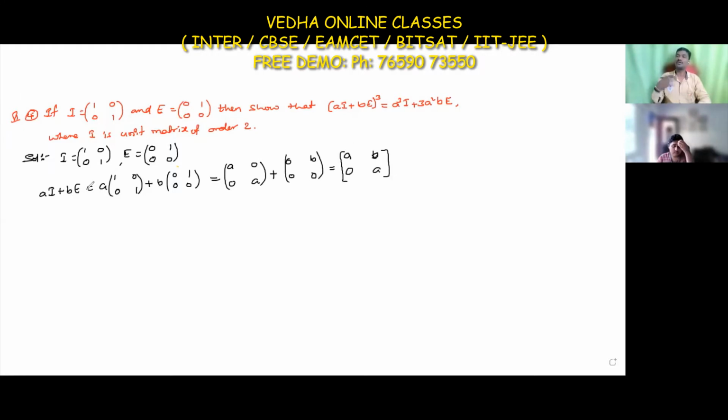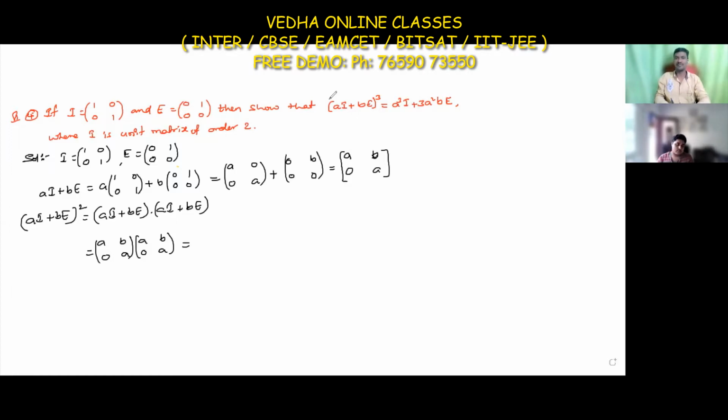Now we want the whole cube. First find the value of (aI plus bE) whole square, which is nothing but (aI plus bE) into (aI plus bE). So with the same matrix we are going to multiply again. That is [[a,b],[0,a]] multiplying with [[a,b],[0,a]].